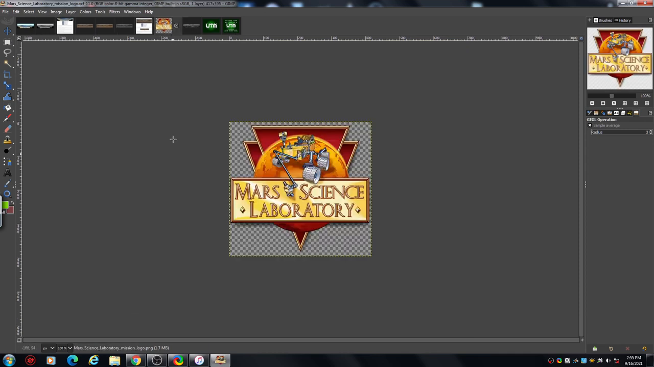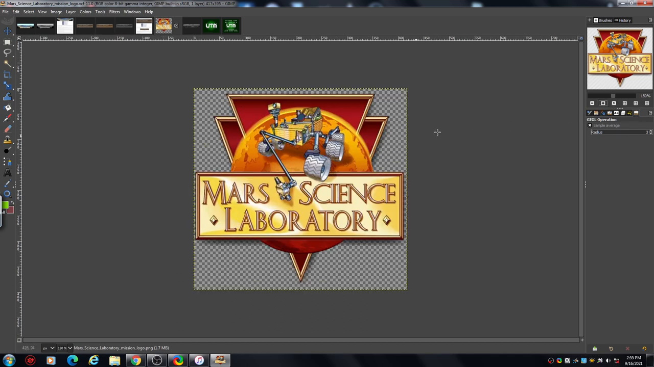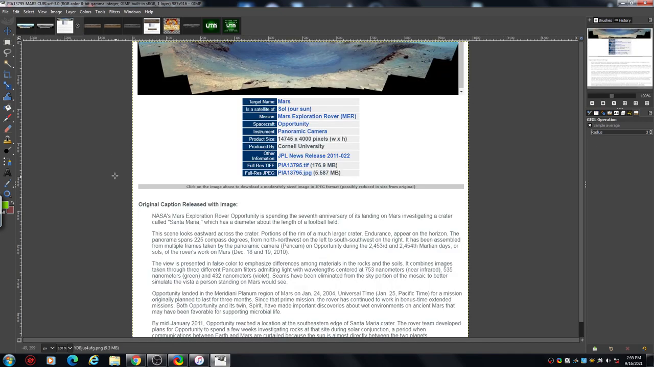Okie doke, so I always show you these, and that's terrible as far as I'm concerned, but there we go. Right, okay, this one, there is some information here. It's presented in false color to emphasize differences among materials, rocks and soils. You don't get a lot of information about these, but it's somewhere about the size of a football field, which has a diameter about the length of a football field.